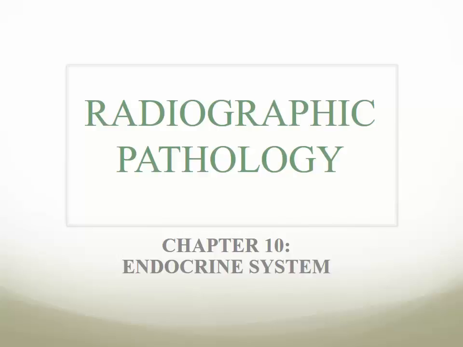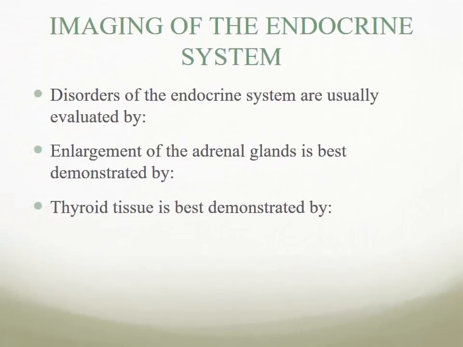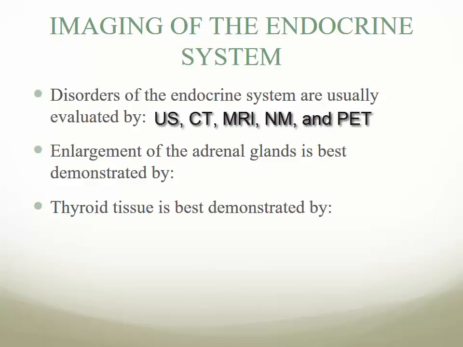Chapter 10 on the endocrine system. Disorders of the endocrine system are usually evaluated by ultrasound, CT, MRI, nuclear medicine, and PET. To look at a couple of examples of pathologic conditions specific to the system, enlargement of the adrenal glands is best demonstrated by CT, and thyroid tissue is best demonstrated by the use of nuclear medicine.